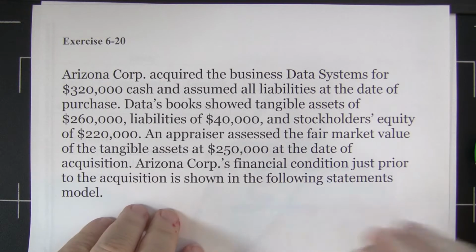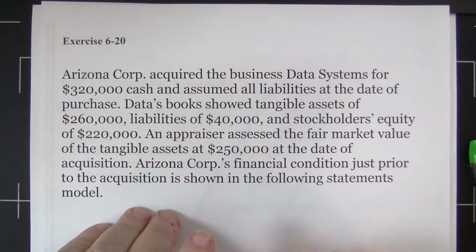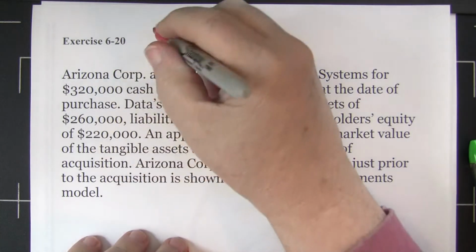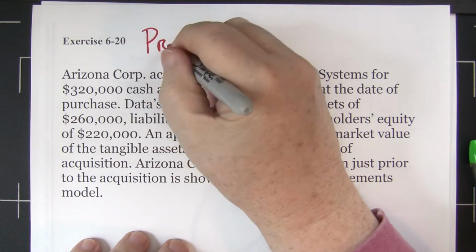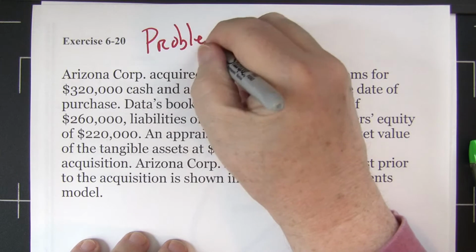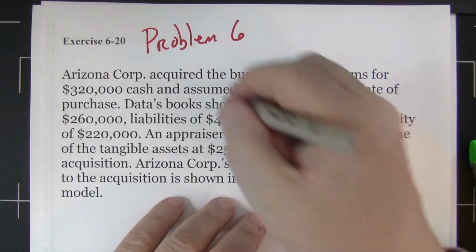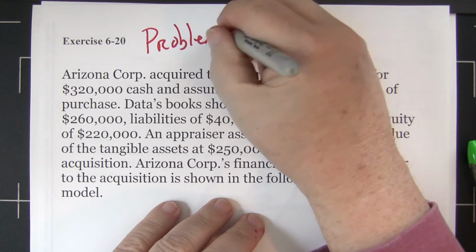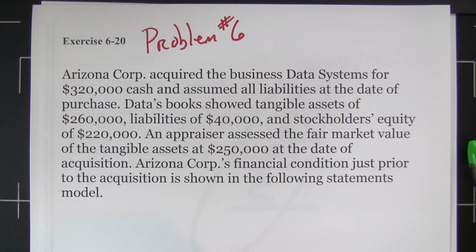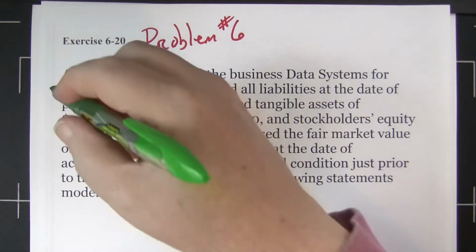Exercise 6.20 in your text, which Connect calls problem 6, gives us a chance to practice what we know about goodwill. And again, let's go through and make sure we know what we're talking about.